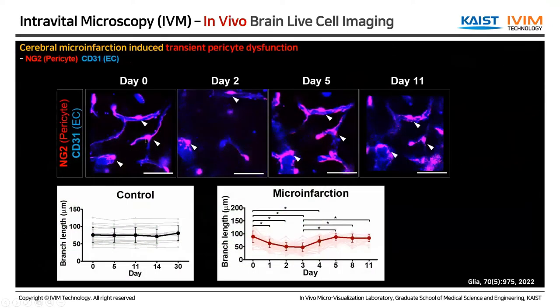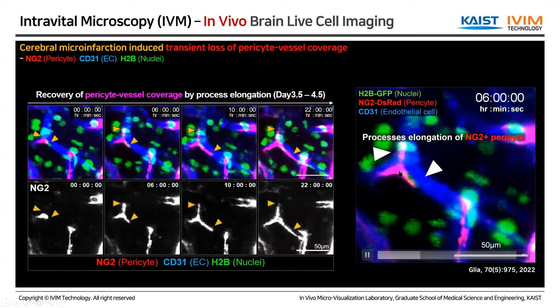And then also change of the pericyte from day zero to day 11. So this is the same vessel. This vessel here, here, here, here. So the same microcapillary in the cortex can be tracked up to 11 days after the induction of the microinfarction. So in normal condition, the blood vessel in the brain is covered by the pericyte like this. And then after the infarction, you can see the shrinkage of this pericyte process like this. And then it's recovery at day five. So this is the process of recovery.